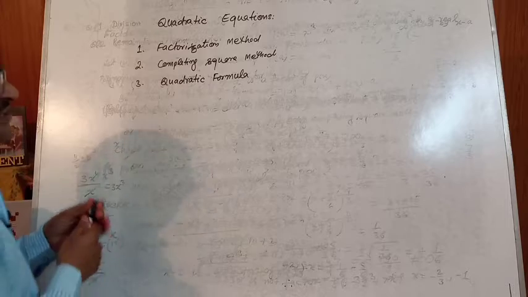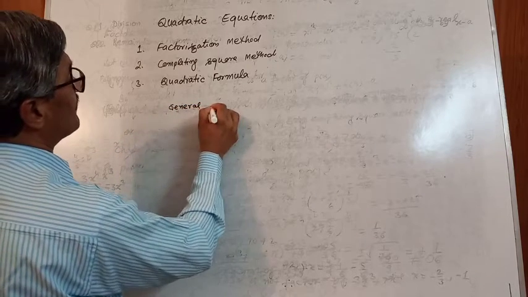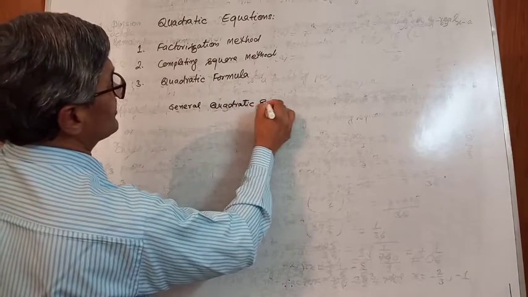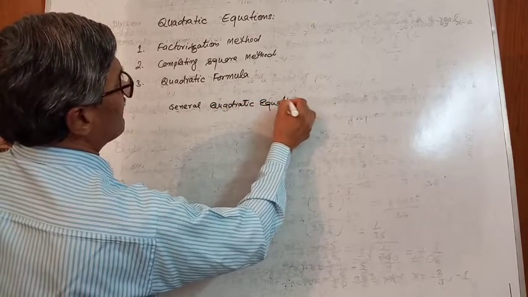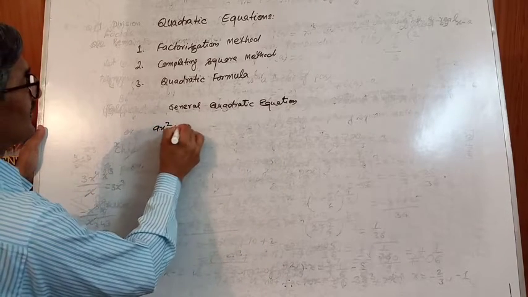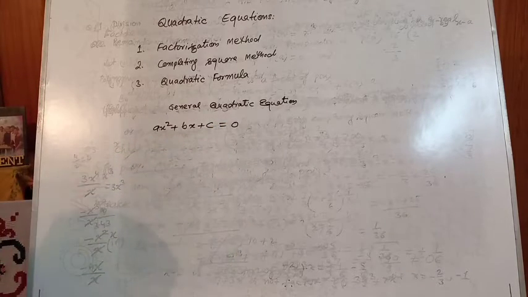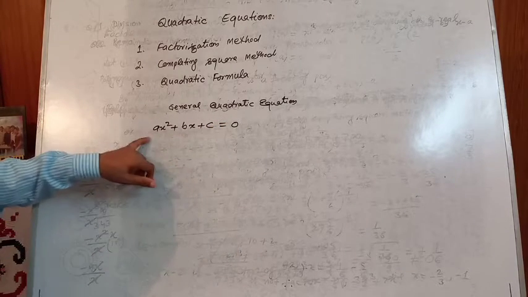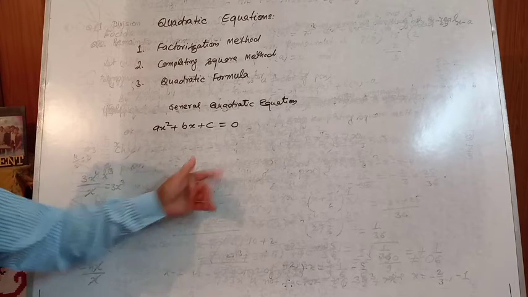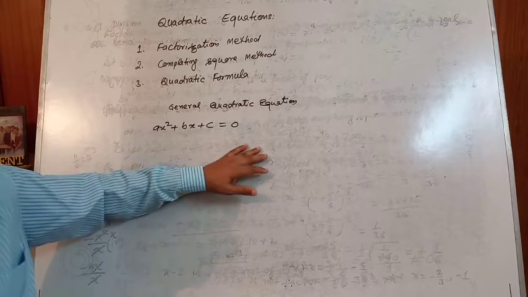Here is the general quadratic equation. What is that general quadratic equation? ax square plus bx plus c is equal to 0. Now this equation you have to solve. The coefficients are not numbers but general numbers, taken as the coefficients and constant of the equation.